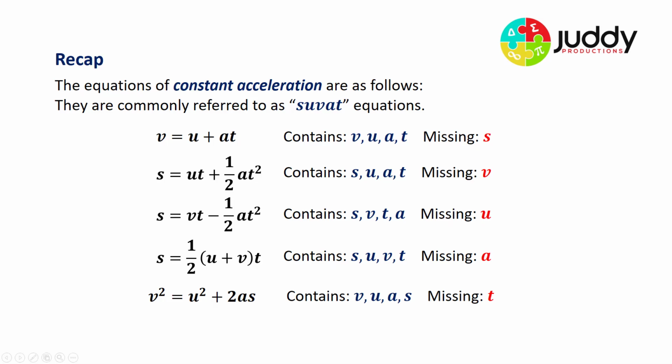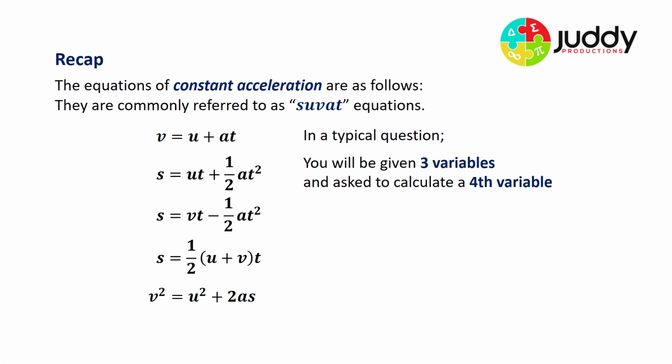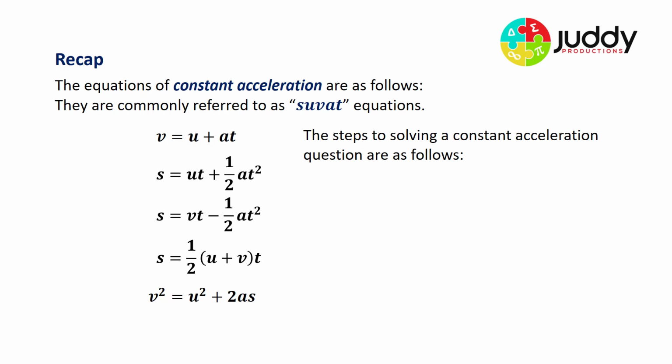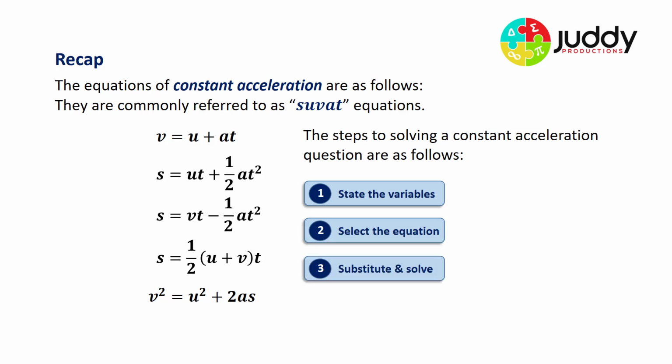Now, if you go through each of these 5 equations, you'll notice each equation varies by one missing variable. Typically, you'll be given 3 of these variables and asked to calculate the 4th variable. There's 3 standard steps we'll follow on each of these examples. First is, we'll list down the variables, that is the S, U, V, A, and T. The second is we'll select an equation. And the third is we'll substitute in our values and solve for the unknown. So let's look at the following examples.